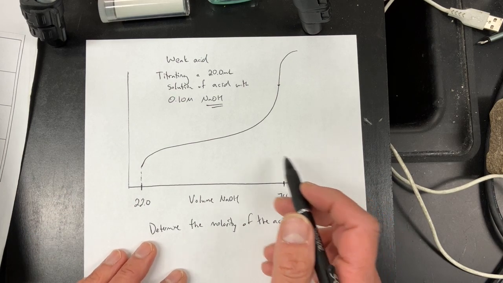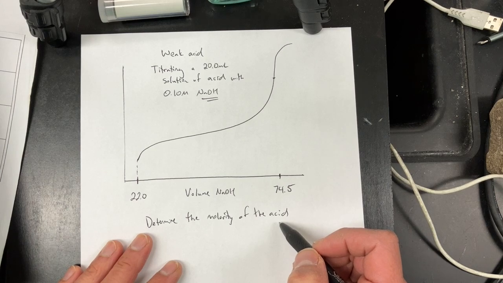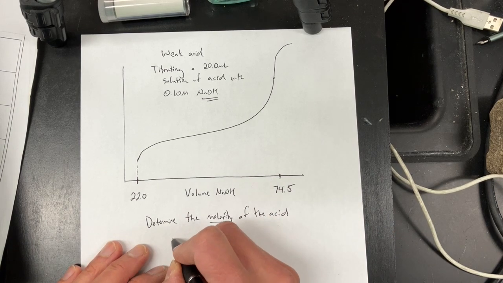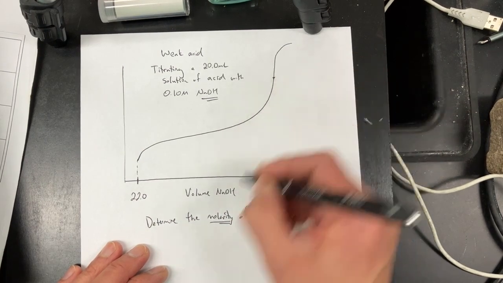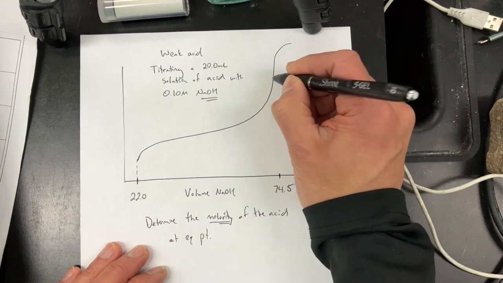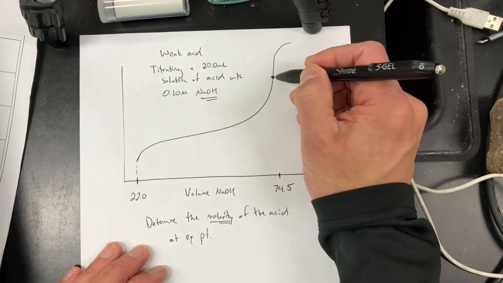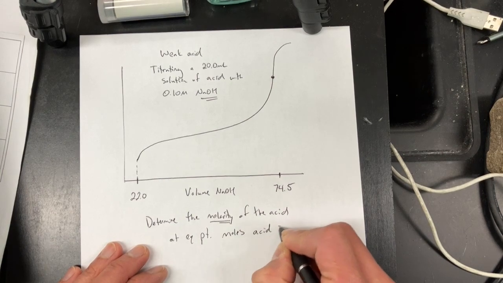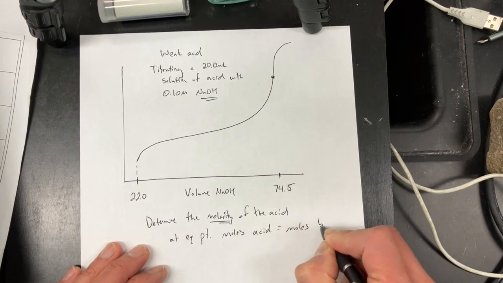So the first part is determine the molarity of the acid. Well, this is how you do this. So remember, at the equivalence point, this is the equivalence point here. When it's done, moles of acid equal moles of base.